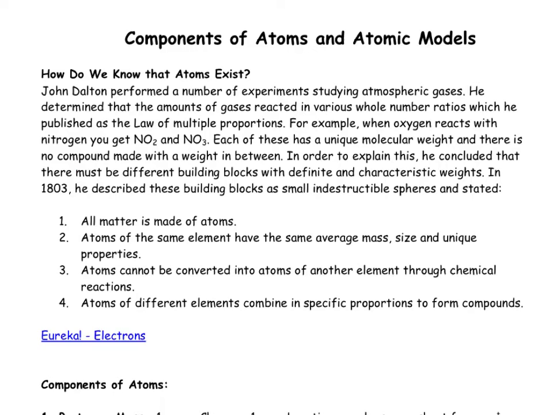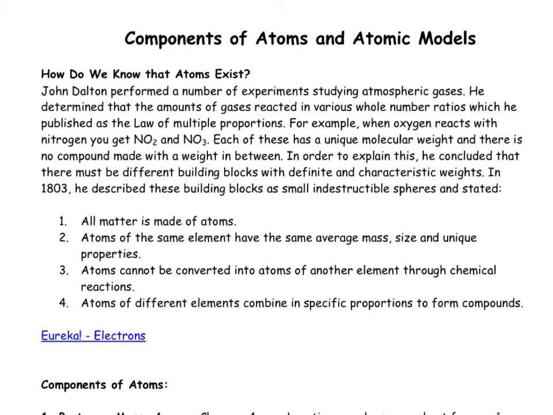So how do we know atoms exist? Ancient Greek philosophers first described matter as being made up of distinct building blocks, but the modern theory is attributed to a scientist known as John Dalton. He performed a number of experiments using atmospheric gases. When he was reacting them together, he observed that they always reacted in whole number ratios. He called this the law of multiple proportions.